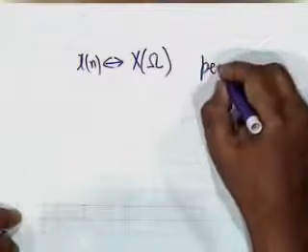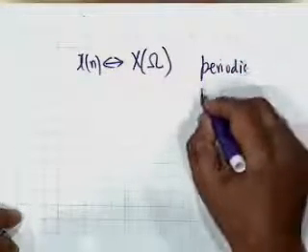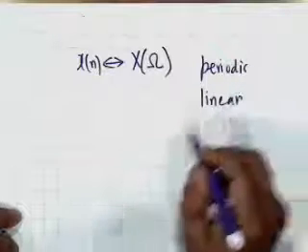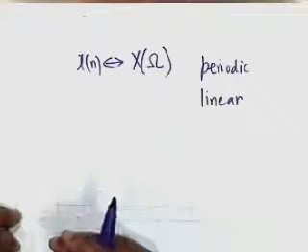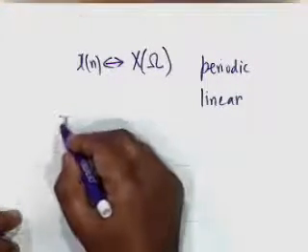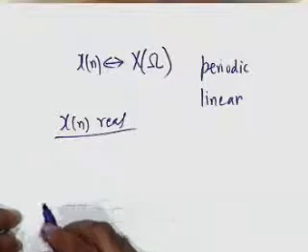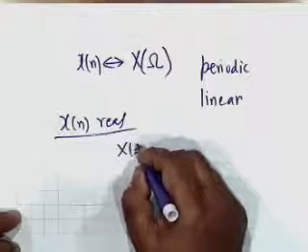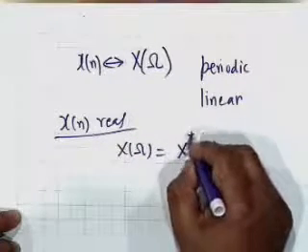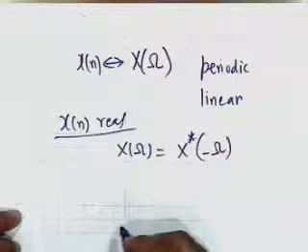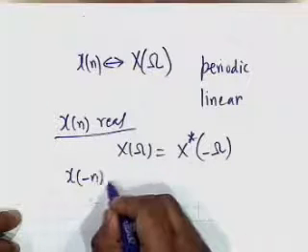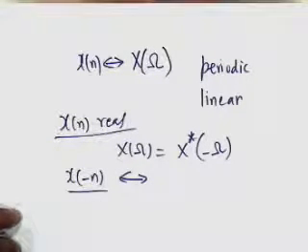So it is periodic. Number 2, it is a linear operation, which we proved. And if x of n is real, then there are several interesting properties. One is that capital X of omega is X star of minus omega. Can you tell me what is the transform of x of minus n? Capital X of minus omega.